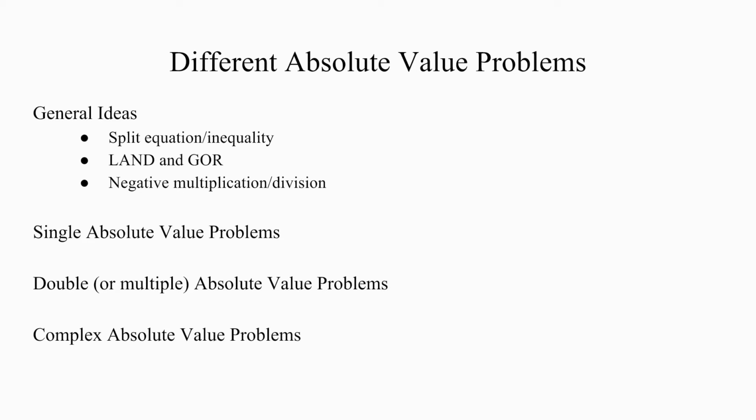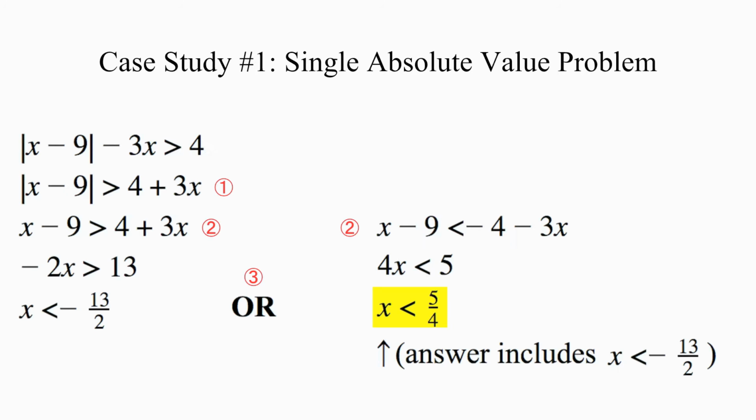In this video, I'm going to cover 3 different absolute value problems that should cover basically anything that you may see. Number 1 is the idea of a single absolute value problem. Number 2 is a double or multiple absolute value problem. And number 3 is a complex absolute value problem, aka an absolute value in another absolute value. For all 3 different types of problems, I'm going to be looking at case studies or specific examples because it's much easier to look at examples and try to understand the abstract ideas behind a concept.